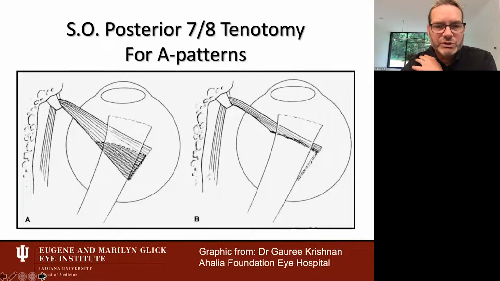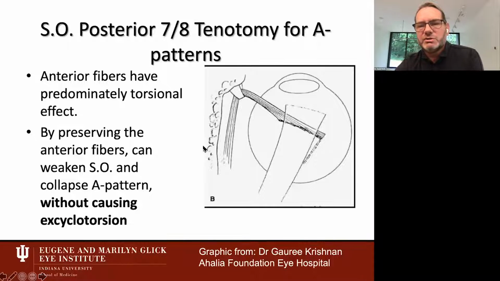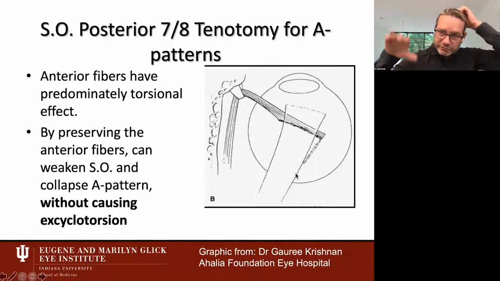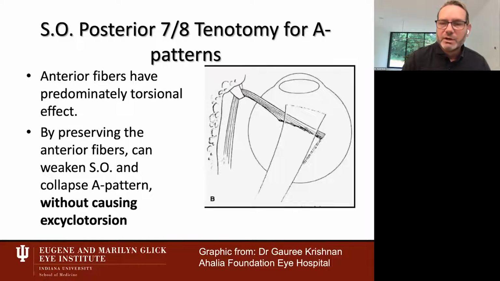Now, why would you do this? And the reason you do this is because these anterior fibers that we've left intact, those are predominantly the torsional fibers, all right? Whereas these more posteriorly have more to do with the vertical effect of the superior oblique. So you can collapse the A pattern by doing the posterior fibers, and you can avoid the torsional changes by leaving the anterior fibers intact.